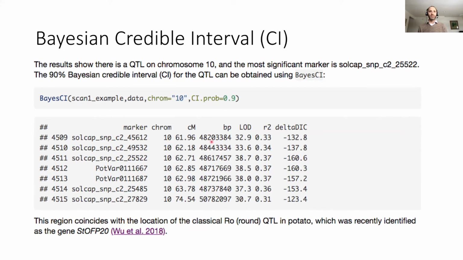So in this case, the lod profile goes from about 48.2 megabases to 50.8 megabases. So we have something like a 2.5 MB interval, and this happens to coincide with the location of a well-known QTL for potato that controls length to width ratio. And now we even know what the actual gene is. So that's the value of the Bayes CI function.